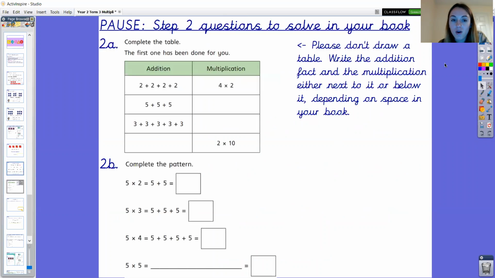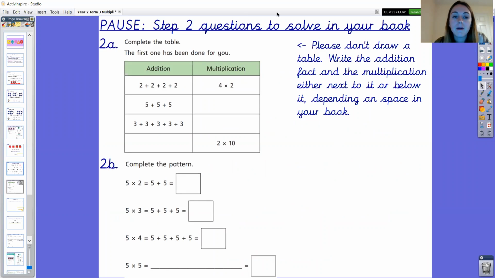Okay, so moving on, you will be able to see the step 2 questions on your screen. So for 2A, it says complete the table. The first one has been done for you. I've written a little note saying, please don't draw the table, as I know that will be quite tricky. So write the addition fact. And if there's room, because of course we only work to half a page, write the multiplication fact next to it. But if you run out of room, just write it underneath. So they're still together, but they're not represented in a table, okay?